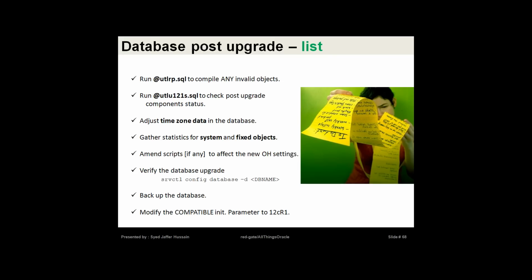So here are a few post database upgrade checklists you probably go through. As I told you, you have to run utlrp to compile any invalid objects during the course of the upgrade process. And then utlu121s, it basically tells you all the components that were upgraded to 12c and how much time each individual component has taken.